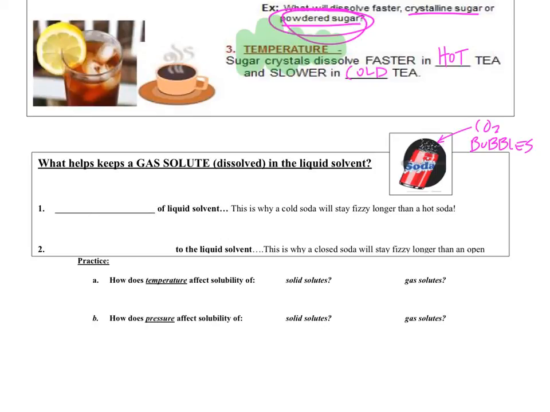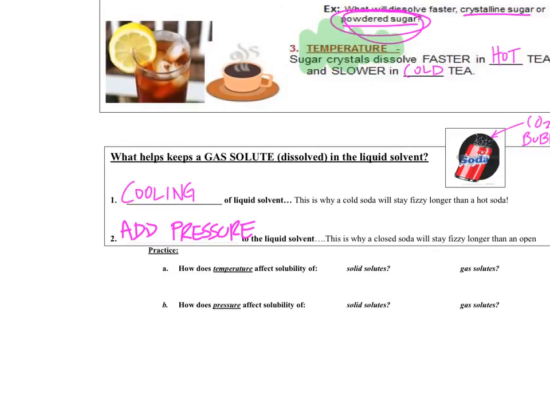So what keeps it dissolved longer? Well, if I cool it, by cooling the liquid solvent, this keeps the gas in my solvent much longer. It allows it to stay fizzy much longer than if it was a hot soda. Also, if I add pressure to the liquid, so this ties into why if you leave a soda open for a long period of time, all that pressure is released and the soda goes flat. But as long as you keep that soda closed, the pressure is maintained and it stays bubbly, it stays fizzy.